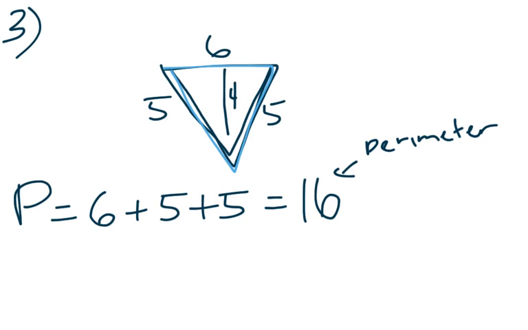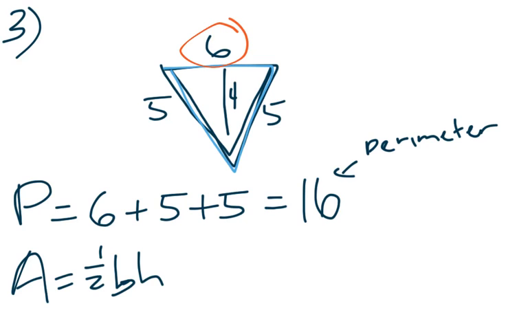Okay? In order to find the area, once again, like in number 1, it's half base times height. So the base is the flat part, the part that's not angling. Like you could stand it up on a table or something. So over here, our base is 6 and our height is 4. So we're going to say half of 6 times 4.